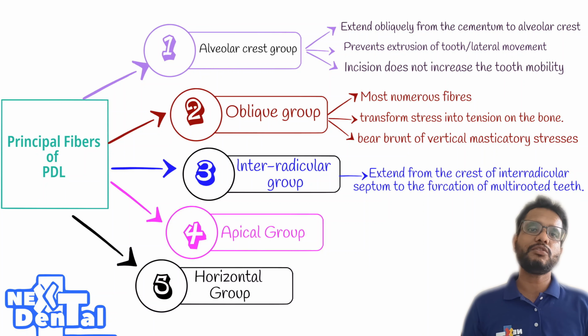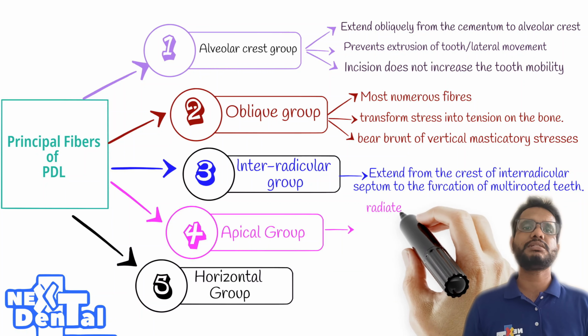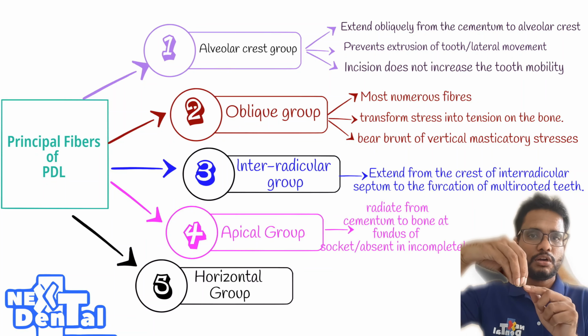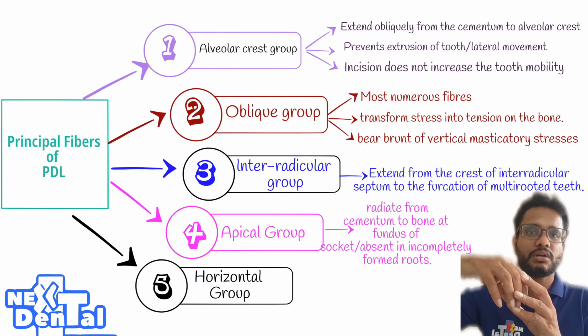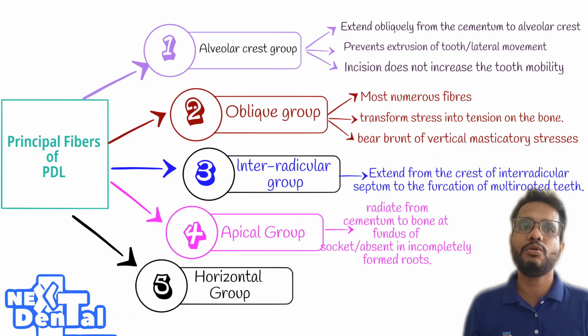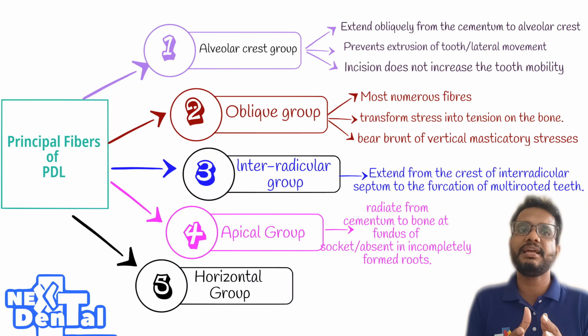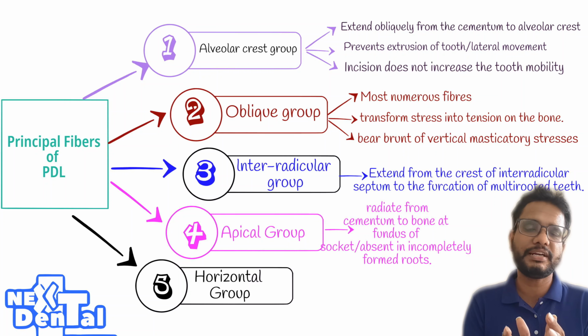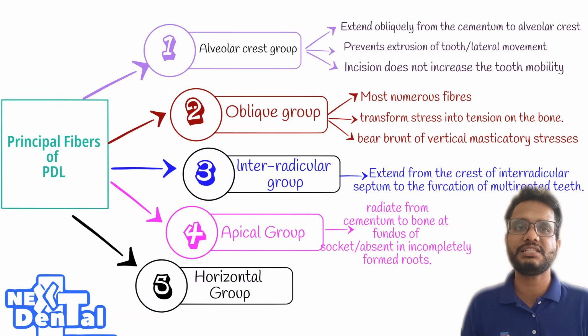Then we have the apical group of the fibers. Now these are the fibers that radiate from the apex of the root towards the alveolar bone or towards the socket. So we can say that these radiate from the cementum to bone at the fundus of the socket, and these are also absent in the tooth where the root is developing. When the root is not completely formed, of course we won't be having the apex, and that's why apical group of fibers will be absent there.